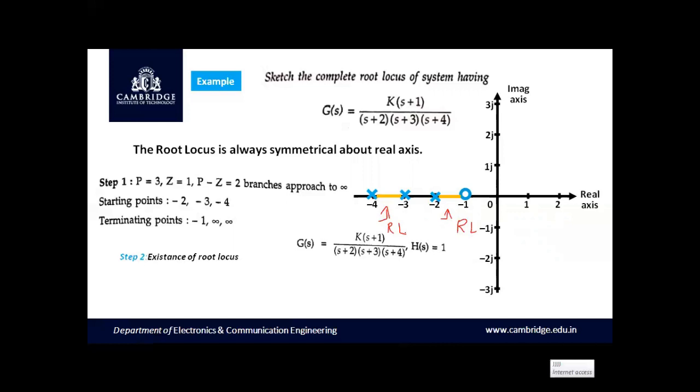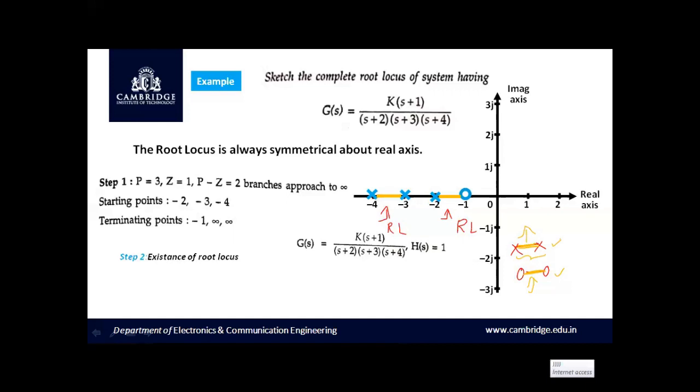We know the procedure to determine the presence of a breakaway point. If we have any two adjacently placed poles or adjacently placed zeros, and if it is in the region of root locus, then there exists a minimum of one breakaway point if it is adjacent poles, and there exists a minimum of one break-in point if it is adjacently placed zeros. Let us check for these cases here.